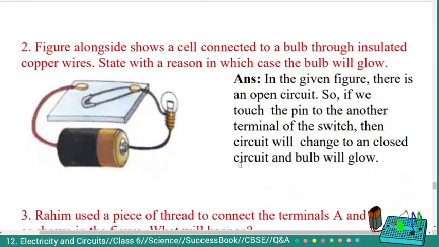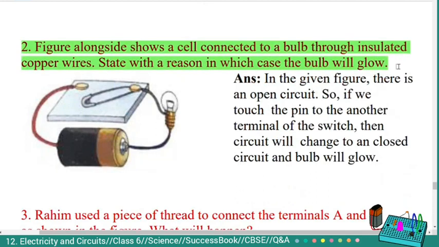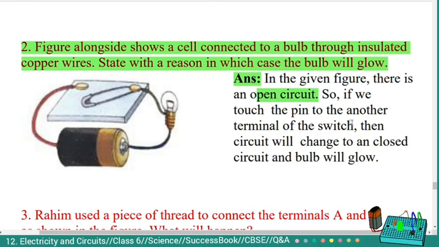Second question. Figure alongside shows a cell connected to a bulb through insulated copper wires. State with a reason in which case the bulb will glow. Answer. In the given figure, there is an open circuit. So, if we touch the pin to the other terminal of the switch, then the circuit will change to a closed circuit and the bulb will glow.